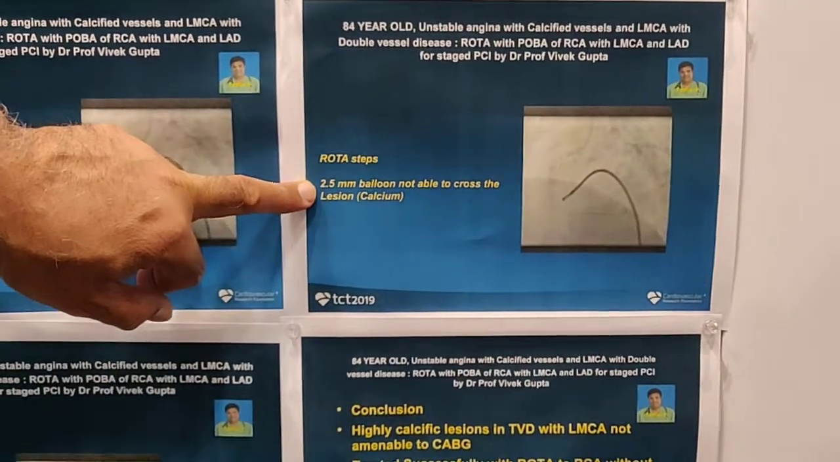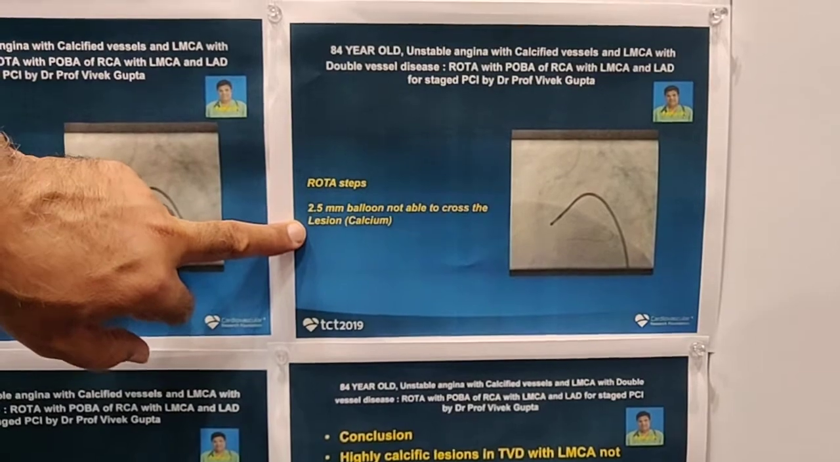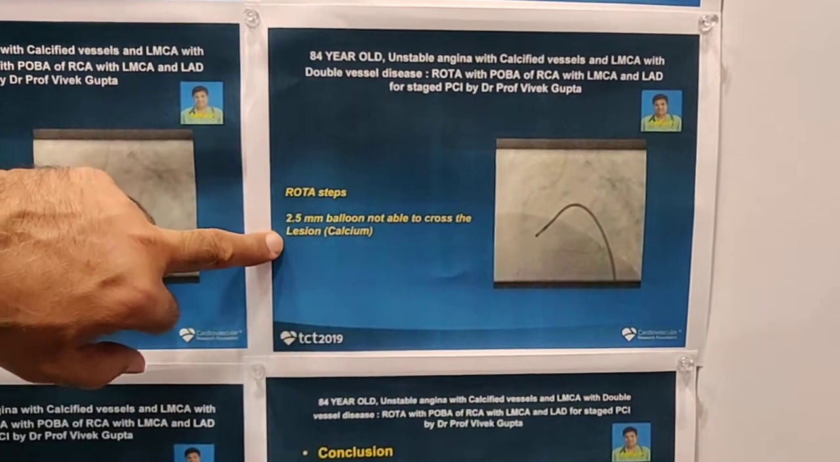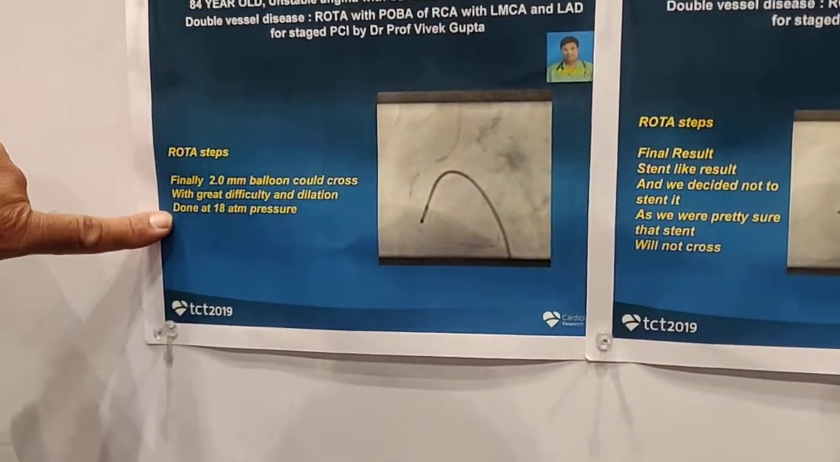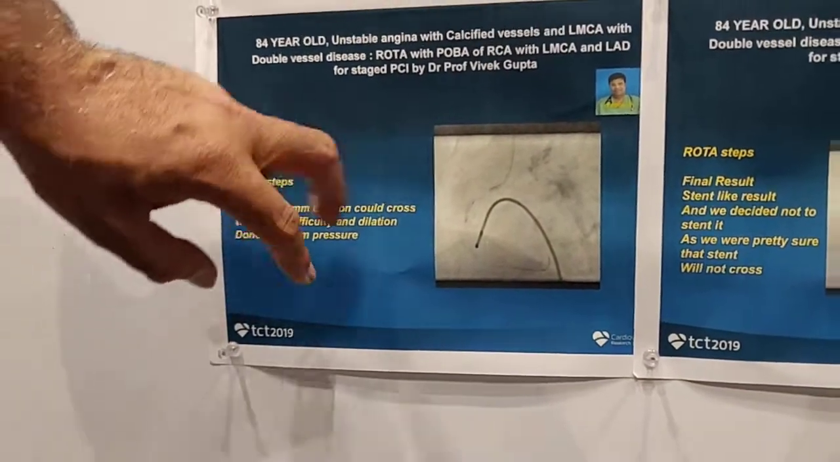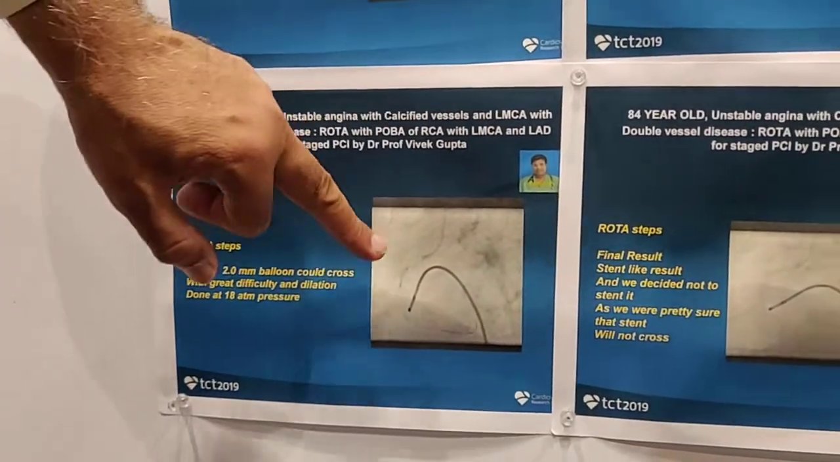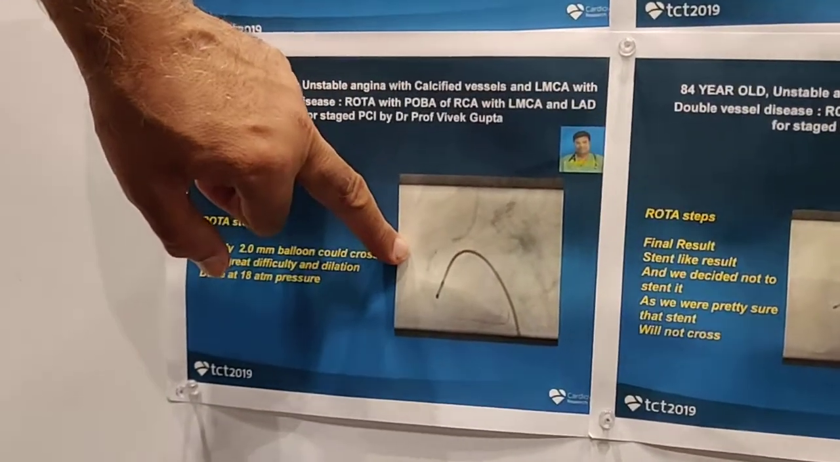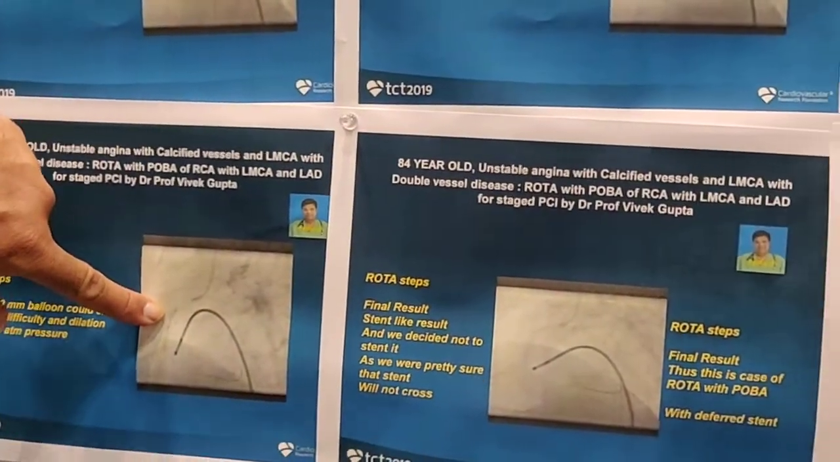A 2.5 millimeter balloon was not able to cross the lesion. We thought that after the 1.5 millimeter burr, the 2.5 millimeter balloon would be able to cross, but unfortunately it did not cross. So we came down to a 2 millimeter balloon to cross the lesion, and with great difficulty dilatation was done at 18 atmospheric pressure. Such was the quality of the lesion, highly calcific, that despite the 1.5 millimeter burr, the 2.5 millimeter balloon did not cross. So we had to satisfy ourselves with a 2 millimeter balloon.